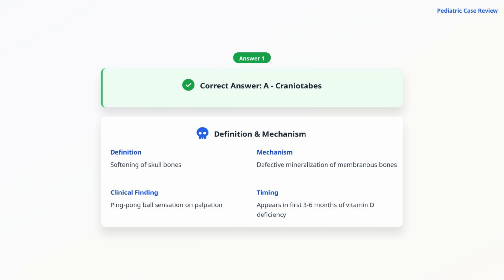It results from defective mineralization of membranous bones and typically appears within 3 to 6 months of vitamin D deficiency. Craniotabes is one of the earliest clinical signs of rickets, often preceding limb deformities.